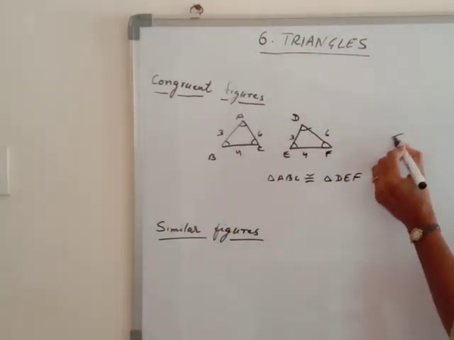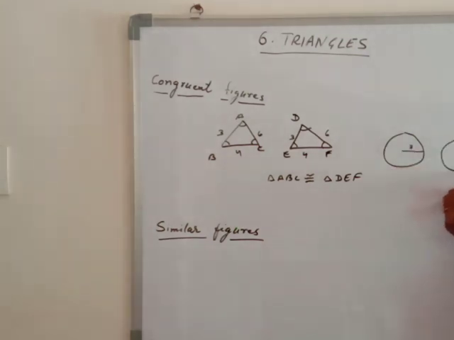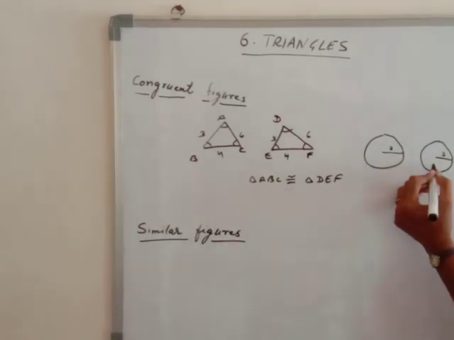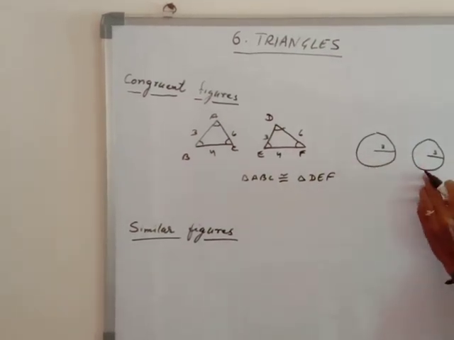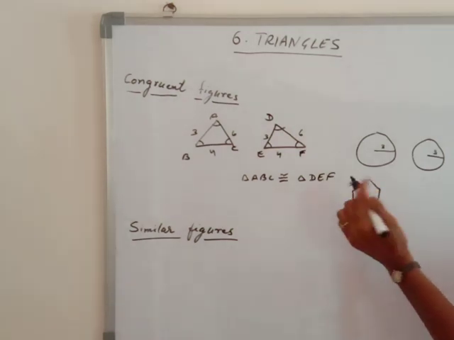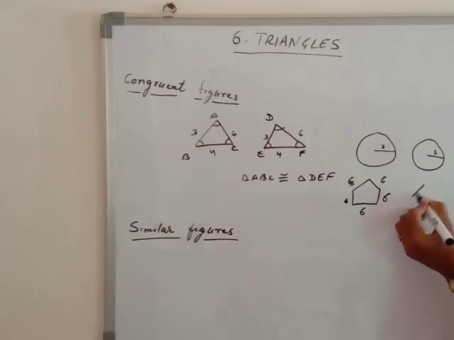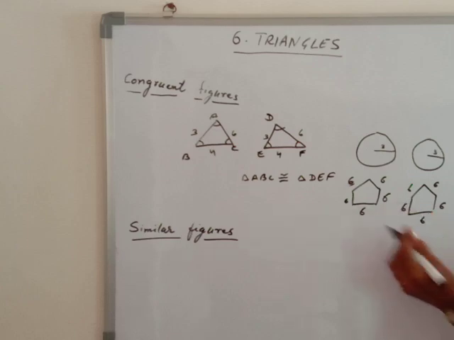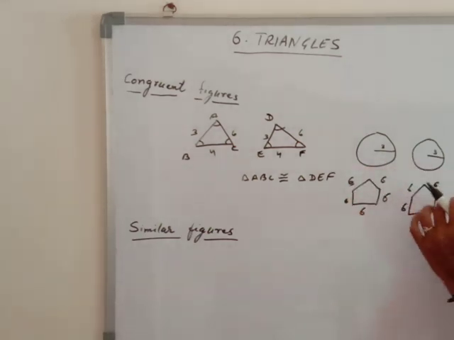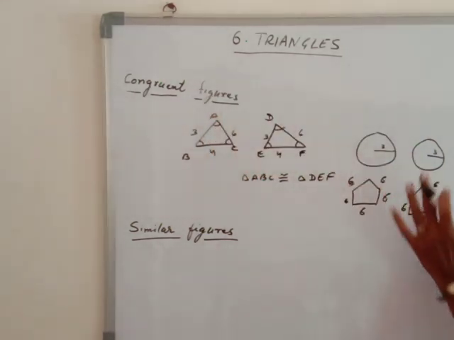For example, I have taken a circle of radius 3 centimeter. Another circle also of radius 3 centimeter. Then these two circles are said to be congruent. You can take any polygon. For example, I had taken a regular pentagon of 6 centimeter side. This is also a pentagon with side 6. We say that these two pentagons are congruent to each other. So I think congruent figures is clear to everybody.